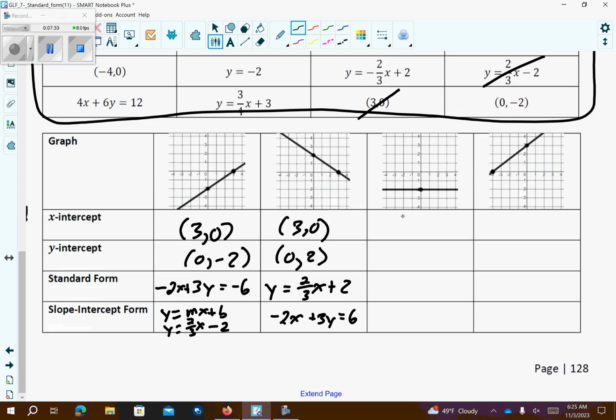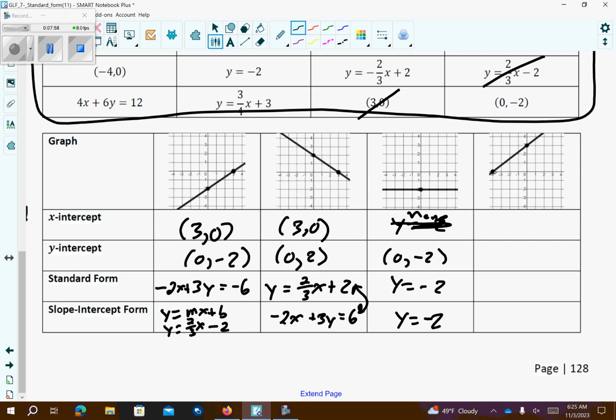All right, this is one of our special cases. So this is going to be y equals negative 2. Oh, that's my standard form, y equals negative 2. My slope-intercept form will be the same thing. I guess I flip-flopped. Oh, you got those right. These should have been flip-flopped. Our y-intercept is going to be 0, negative 2. This one would have been none.